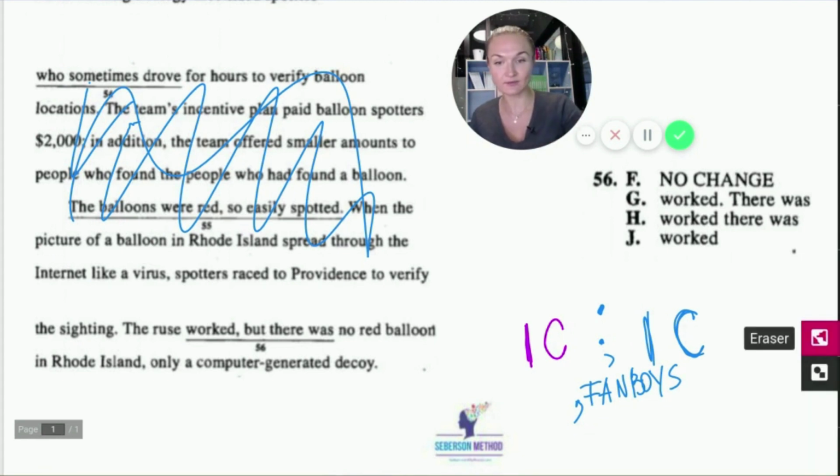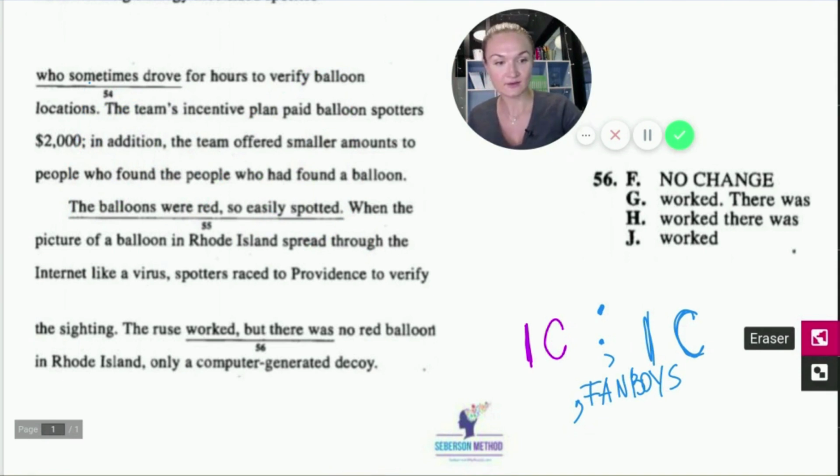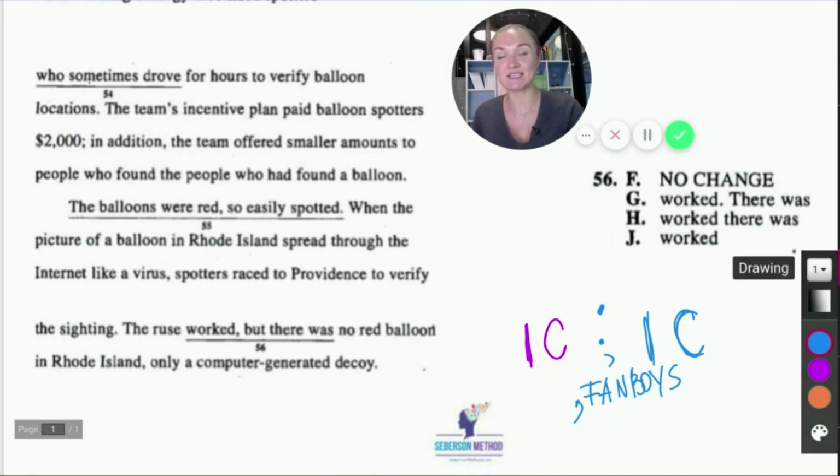And if I remove this doodling, you could see that they're talking about a red balloon, that when the picture of a red balloon in Rhode Island spread throughout the internet like a virus, spotters raced to Provincetown to verify the sighting. And the ruse worked because people rushed to Provincetown to verify the sighting, but there was no balloon. It was just a computer-generated decoy.